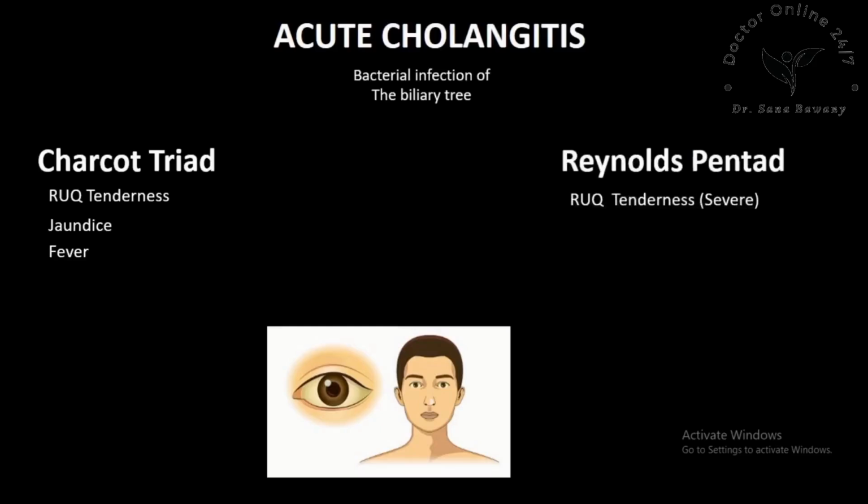Reynolds pentad is where the patient has right upper quadrant tenderness. Again, it's severe. They have jaundice, fever, and chills, which are all the same as Charcot's triad, but they can also have hypotension, so low blood pressure, and altered mental status or confusion.